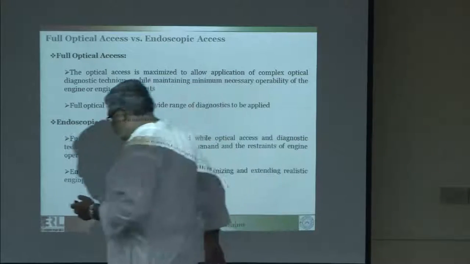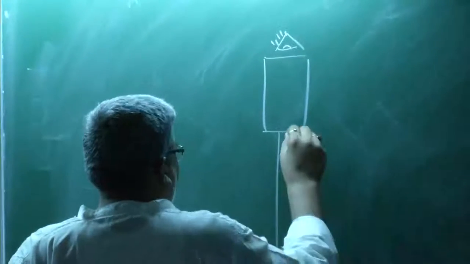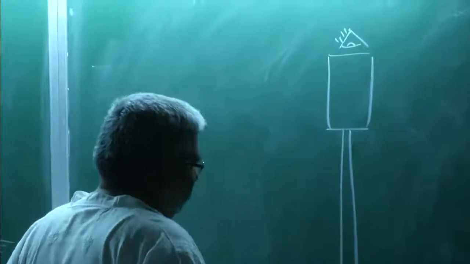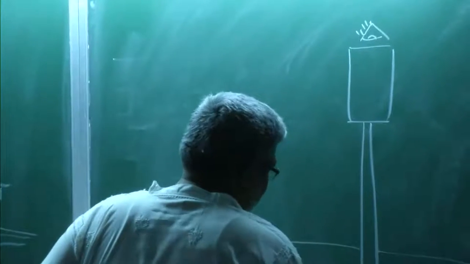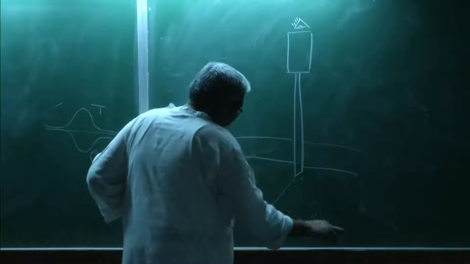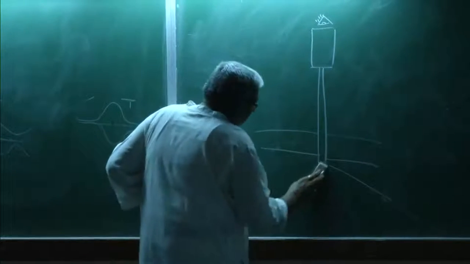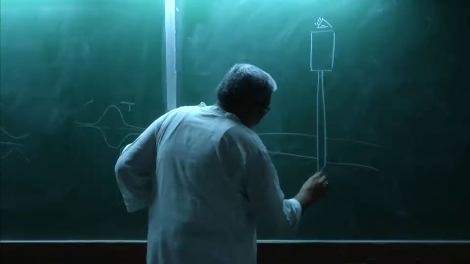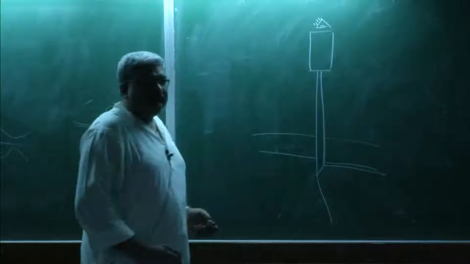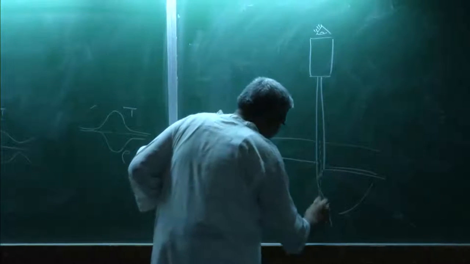So let me just show you. This is my eyepiece. This is my endoscope. Suppose this is my cylinder head. So my viewing angle will be only this. This will be the zone. I can have a different kind of viewing angle like this. And I can also have a viewing angle like this. So these are different angles of the endoscope. For example, this is the axis and this is the axis.